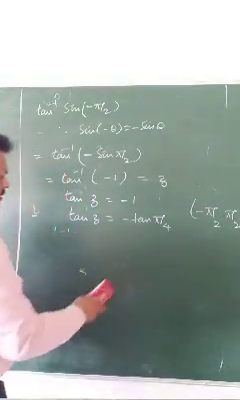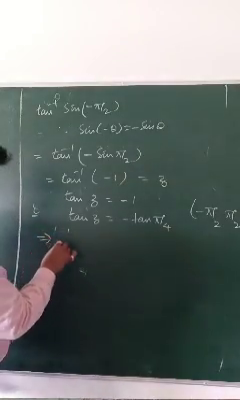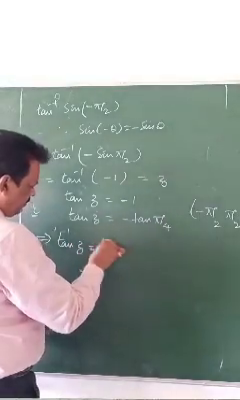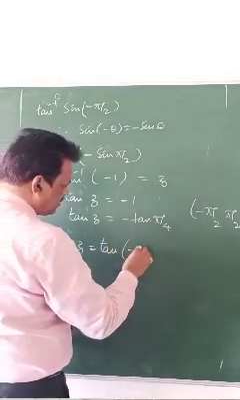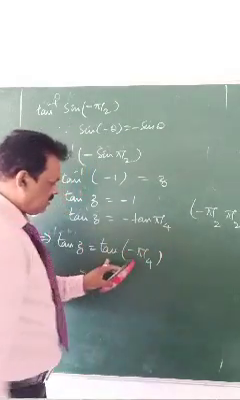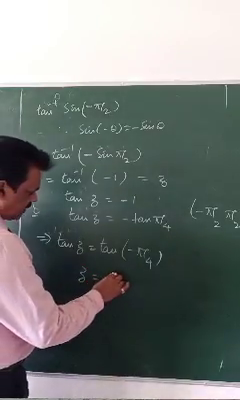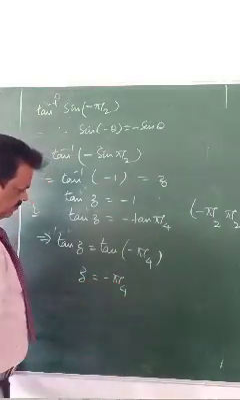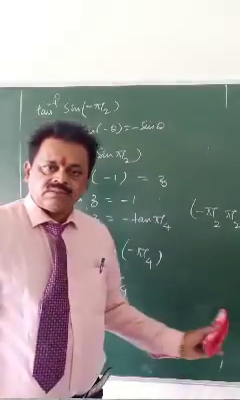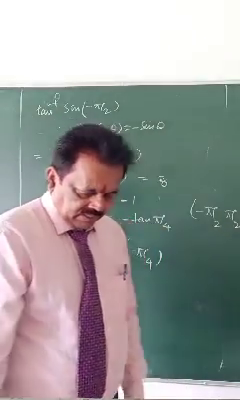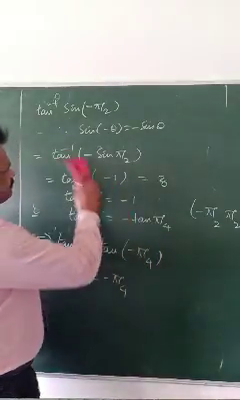So what is the range? This implies tan z equals tan of minus pi by 4, because tan of minus theta is minus tan theta. So z equals minus pi by 4. Means one value you got, other two I had told you how to solve. Try to solve it. Okay. See another question.